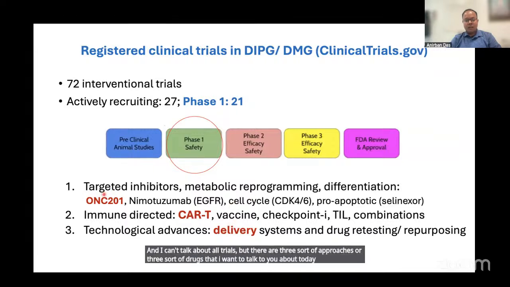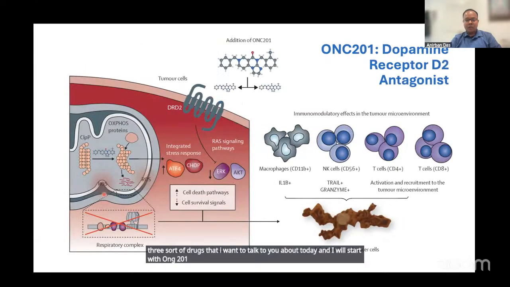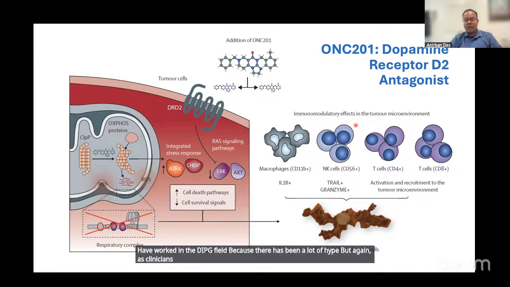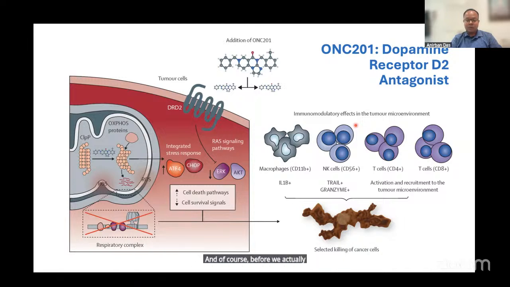And I will start with ONC201, which some of you who have worked in the DIPG field may have heard of, because there has been a lot of hype. But again, as clinicians, we have to be aware of what is hype and what is true when we are asked questions by our patients, and of course, before we actually give them a treatment that may or may not work.